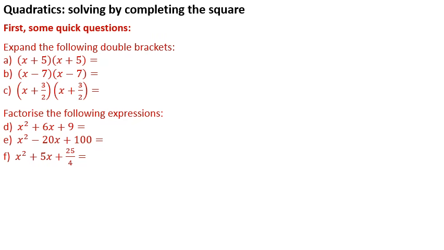So pause the video, try these 6 questions, and when you're done, unpause. We should have, for the first one, x squared add 10x add 25, the next one, x squared minus 14x add 49, and so on.